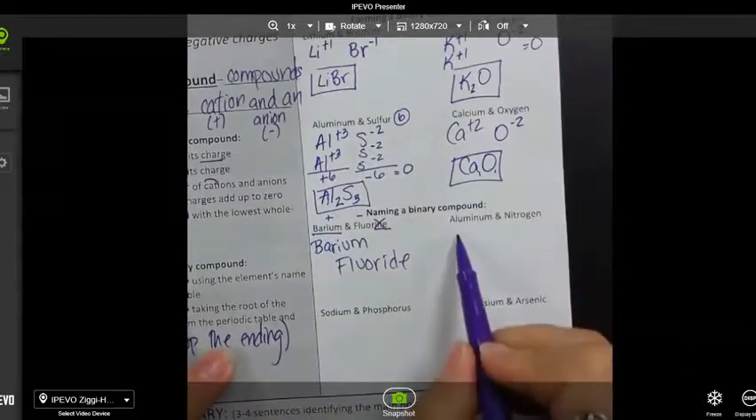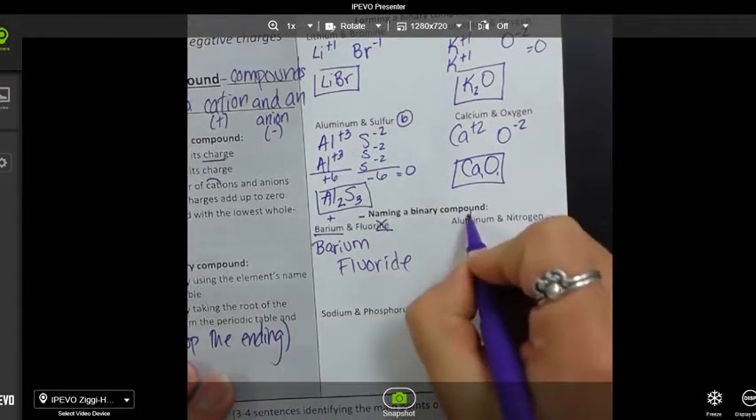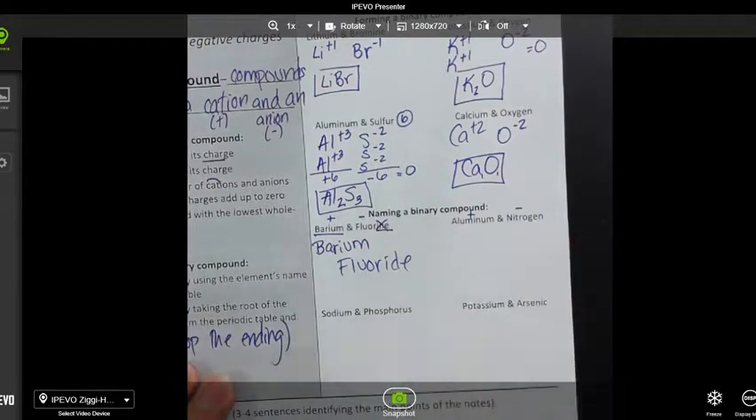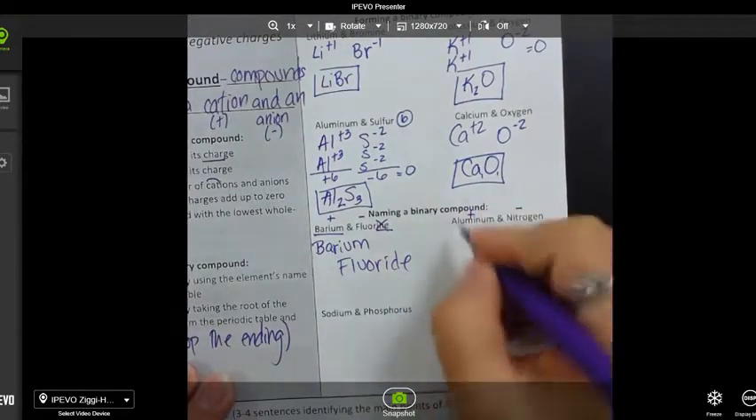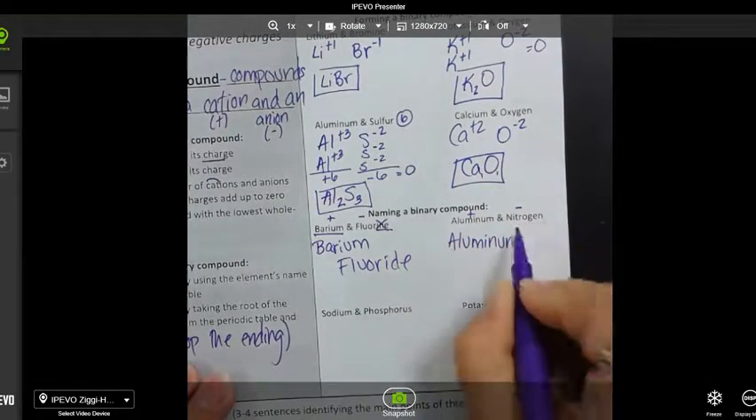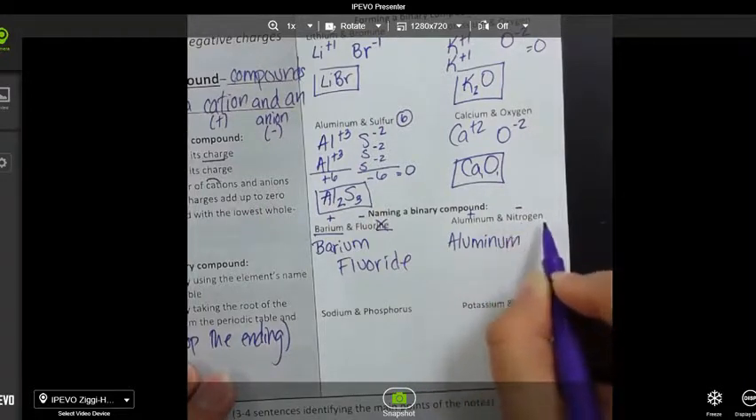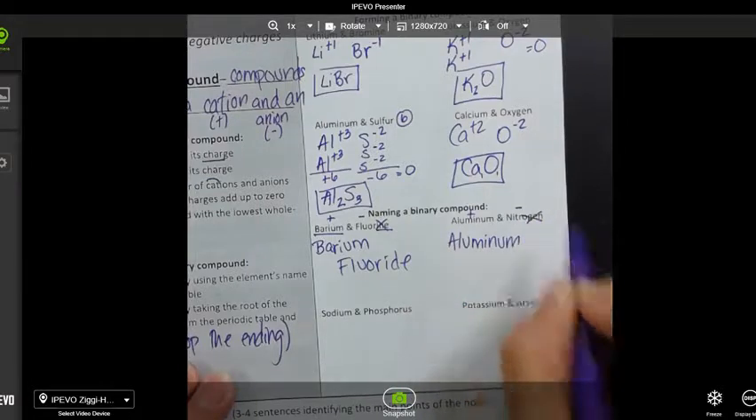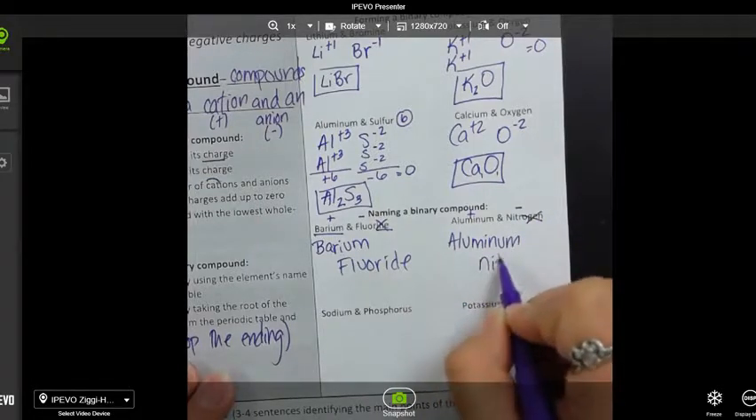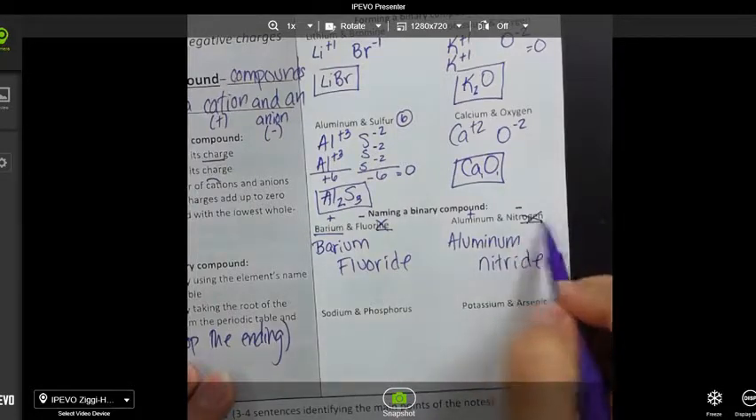Over here, we got to figure out who's the cation, who's the anion. Aluminum is our cation. Nitrogen is our anion. So the metal, the cation, gets to keep its name, which is aluminum. And nitrogen, we're going to drop the ending. Nitrogen is a little goofy. It's not going to become nitroide. It's going to become nitride. That's just one that you're just going to have to know. Okay, so we drop the O-gen, we add ide.